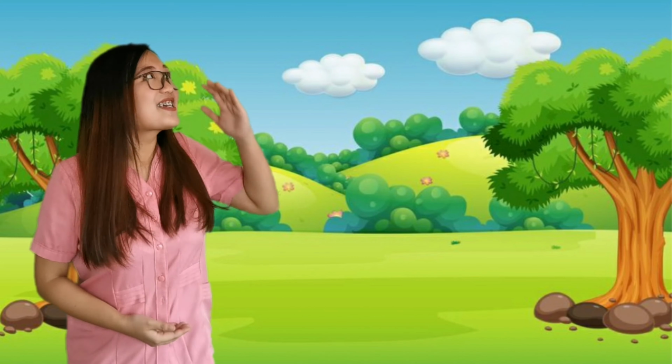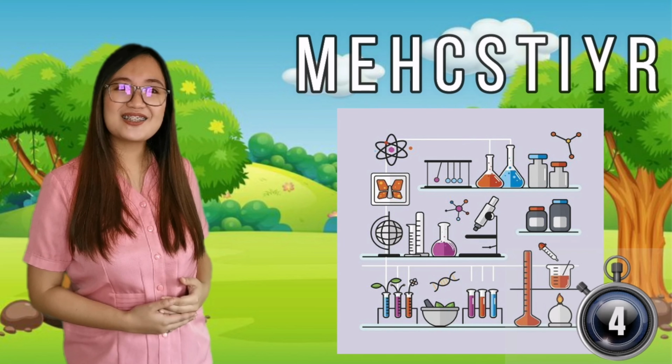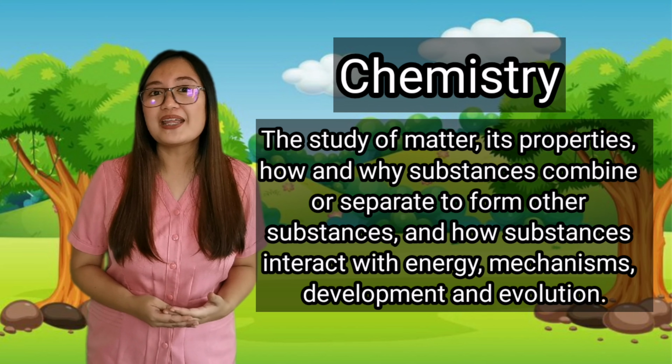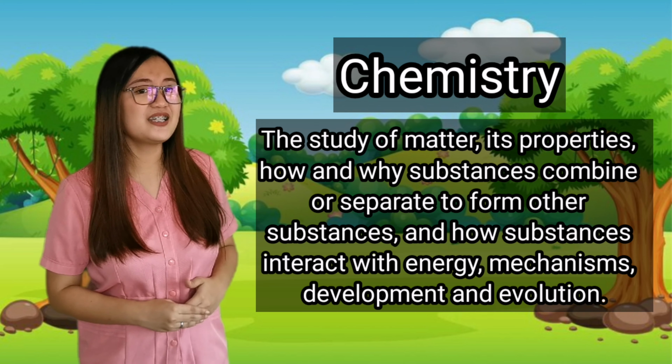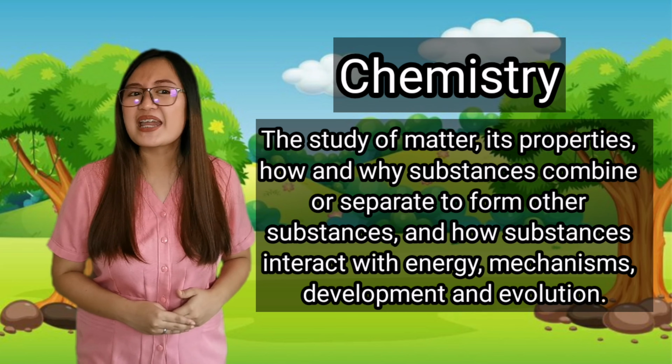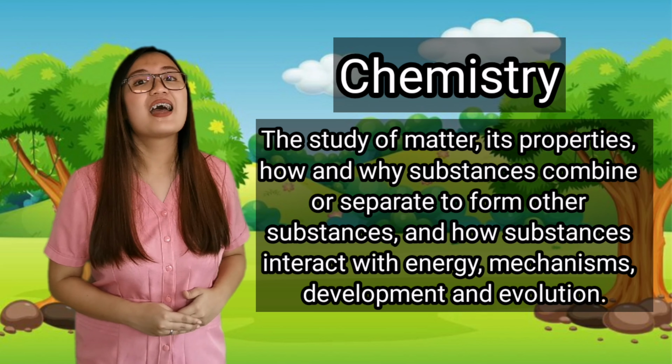The third one is, can you unjumble this letter? Very good! It's chemistry. Now, do you know what chemistry is? Chemistry is the study of matter, its properties, how and why substances combine or separate to form other substances, and how substances interact with energy, mechanisms, development, and evolution.